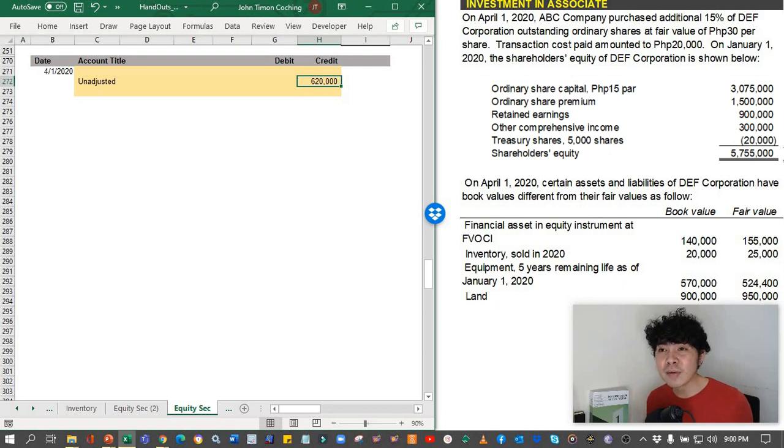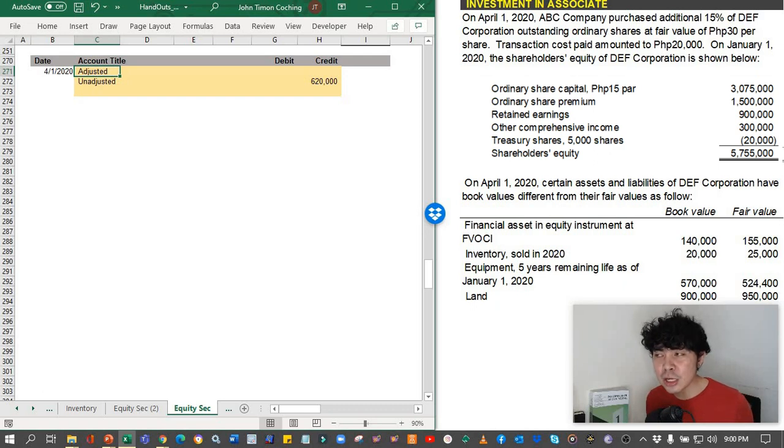So, magkano yung kanyang fair value? So, yung kanyang fair value, which must be the adjusted balance, is based on the fair value on April 1, 2020. At magkano daw yun? 30 pesos per share. So, magkano yan? So, 20,000, yun yung previously owned shares, which is equal to 10% of the outstanding shares.